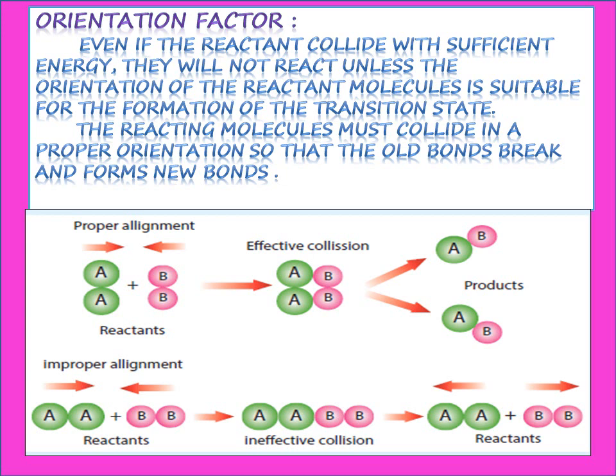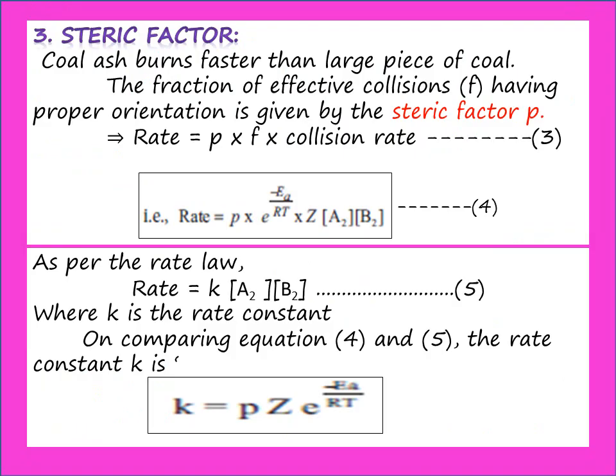Even if they have sufficient energy for collision, they will not form the products if the orientation of the colliding molecules is improper. We know that collision rate is equal to Z into [A2] into [B2]. Also, we studied that the fraction of effective collisions F is given by F is equal to e to the power minus Ea by RT. Both these were the factors to determine the rate of the reaction.